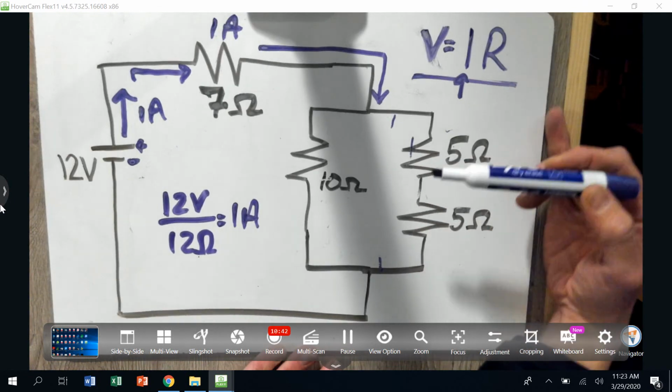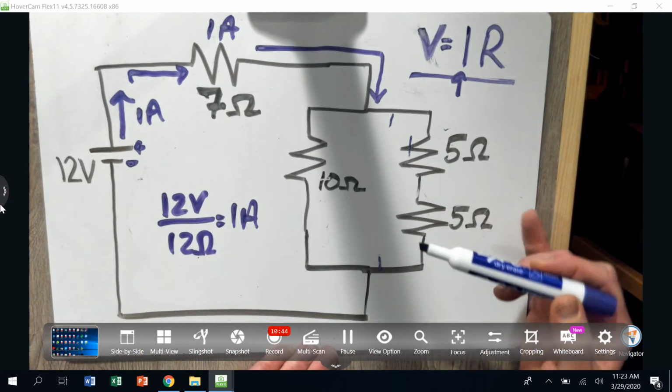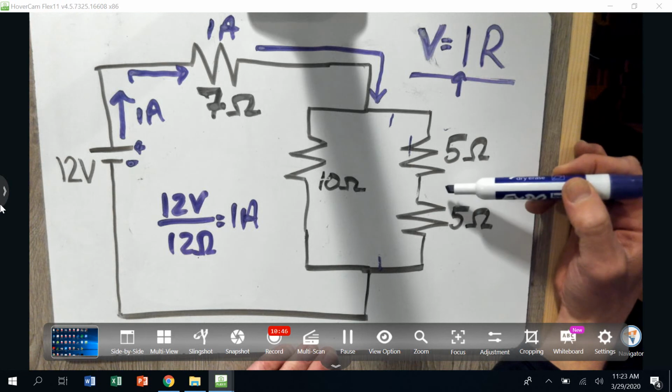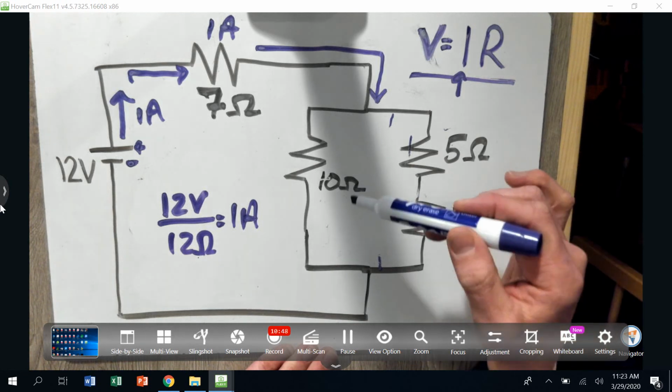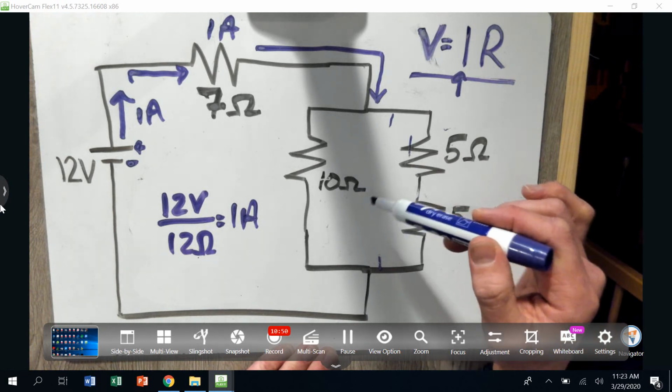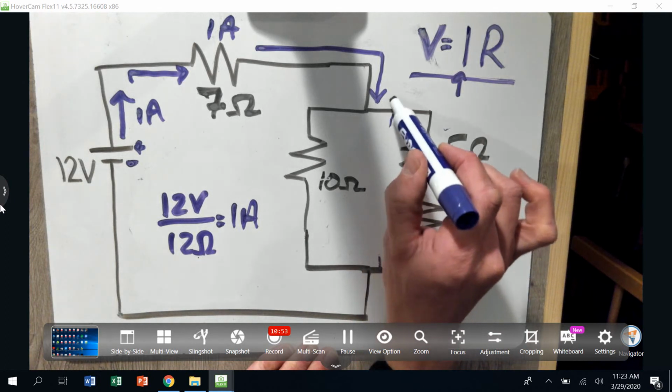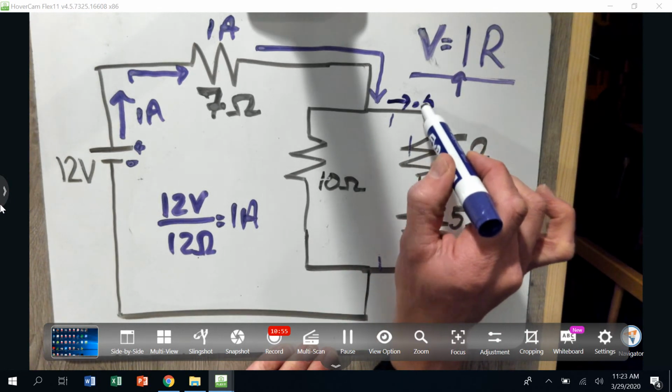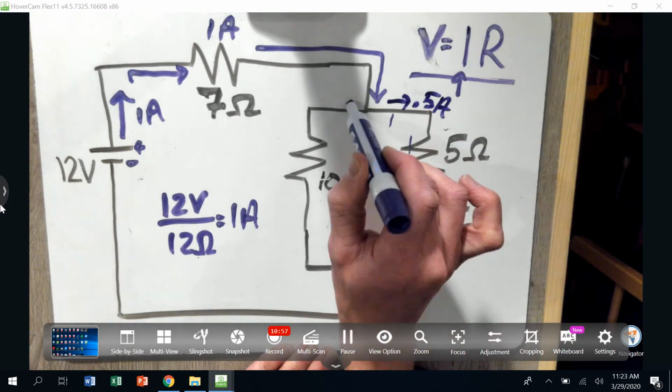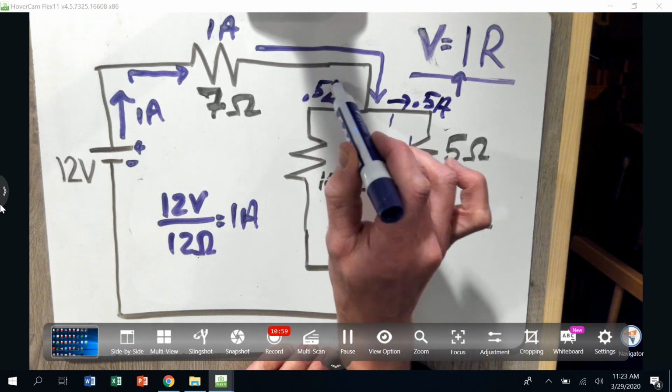So the way that I check, deciding how much it's going to split, is I sum these two up and say, well, this is like a 10, and that's a 10. So that means that it's going to split evenly, which means 0.5 amps is going to go this way, and 0.5 amps is going to go that way.